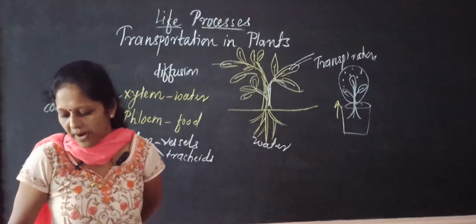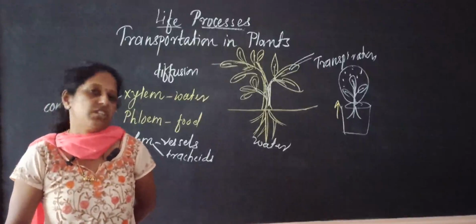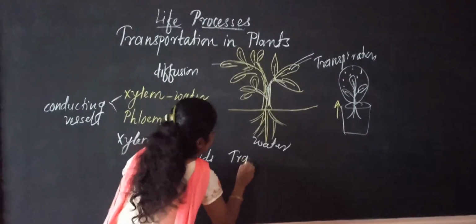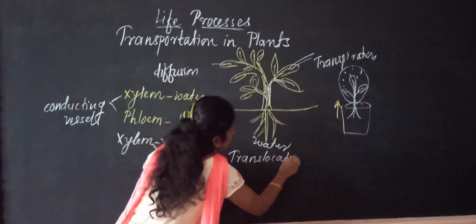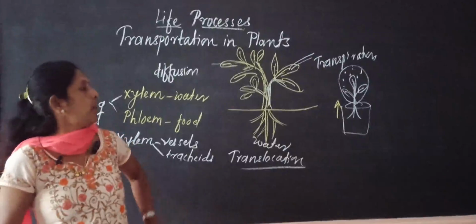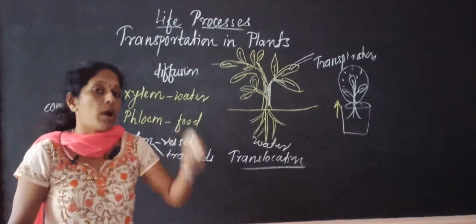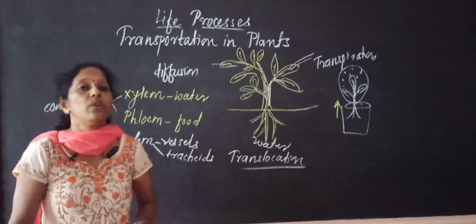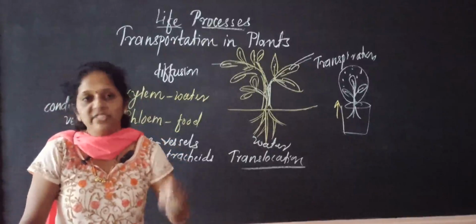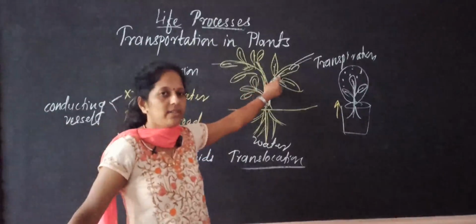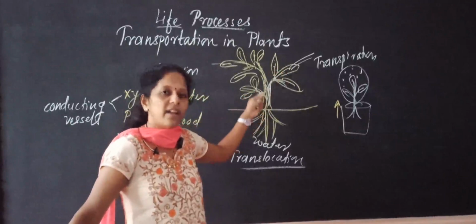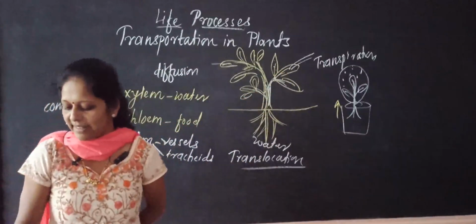This transport of soluble products of photosynthesis is called translocation. So transpiration is different from translocation. The soluble products formed in photosynthesis, like starch or glucose, are transported to the different parts of the plant body, and that is called translocation.